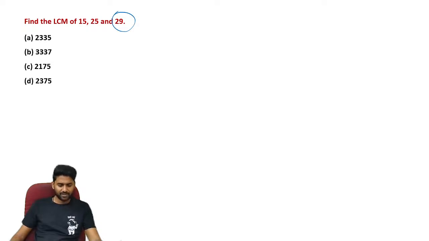Aishwarya, 52. Very good, Aishwarya. Keep solving. Razi, 44.44 kilometer per hour.